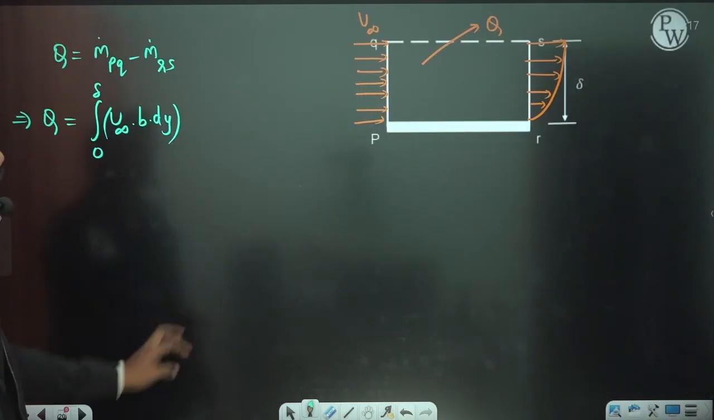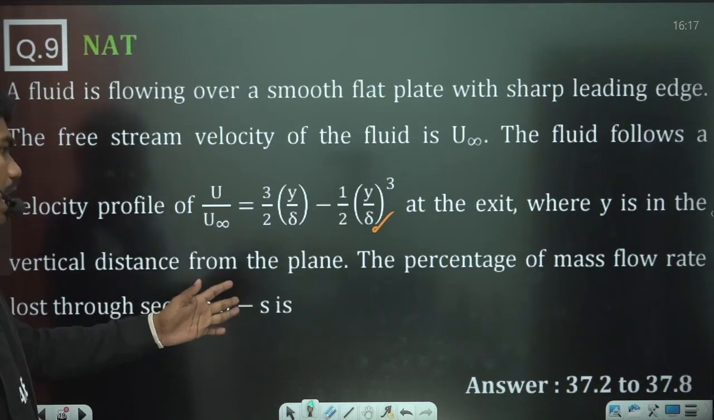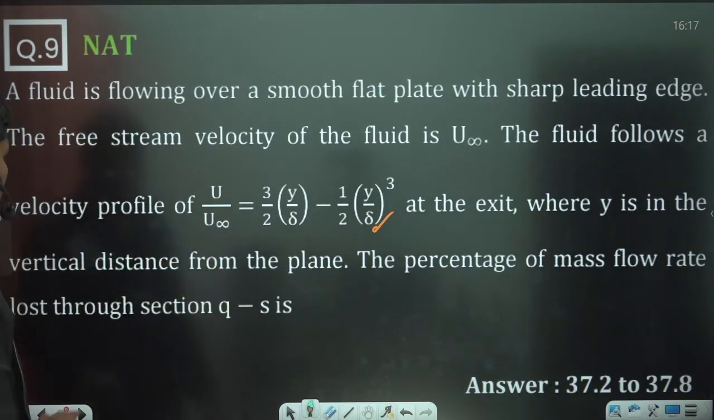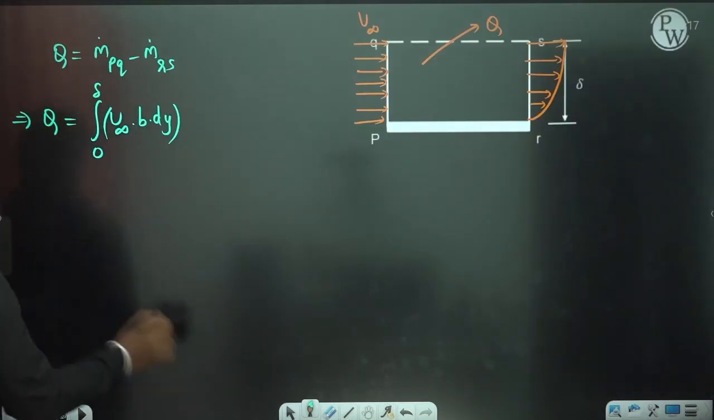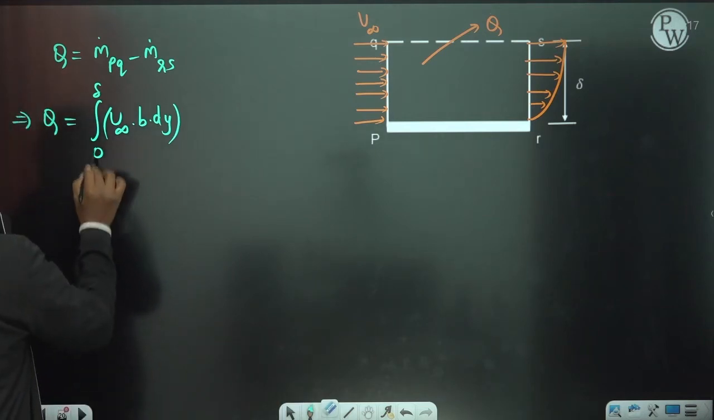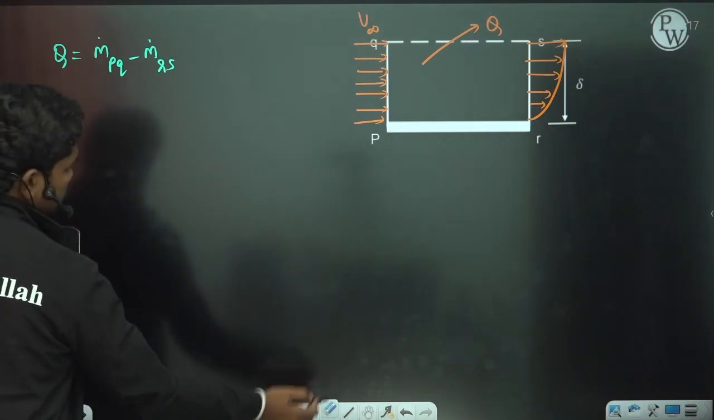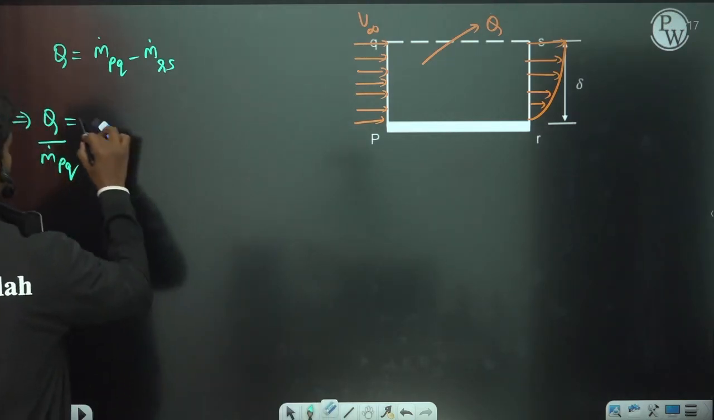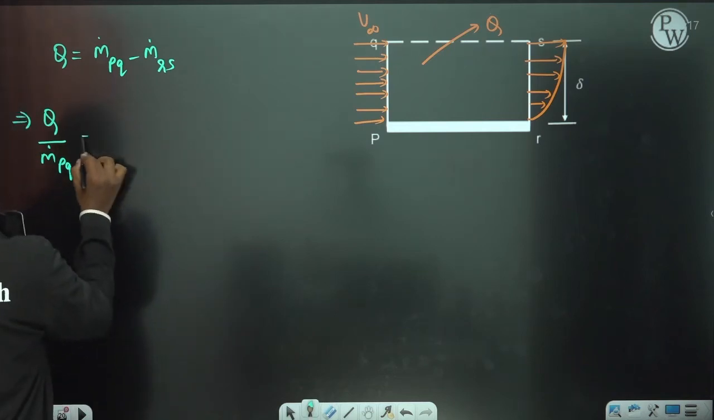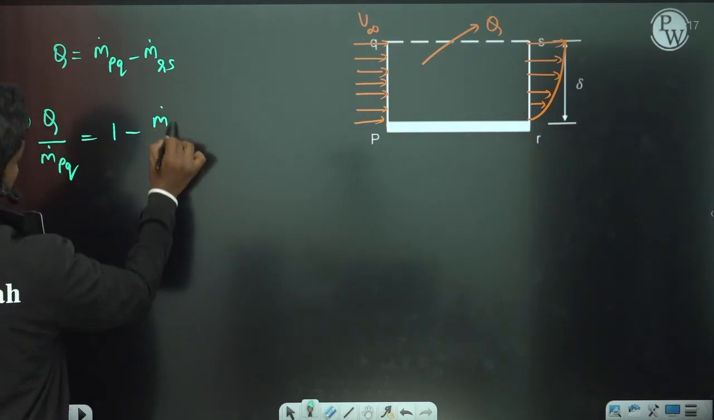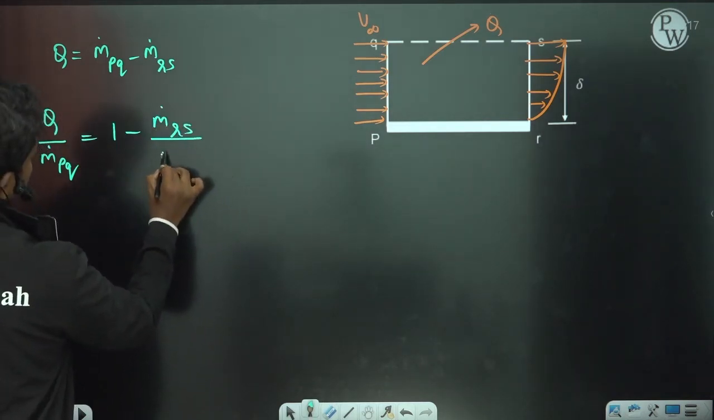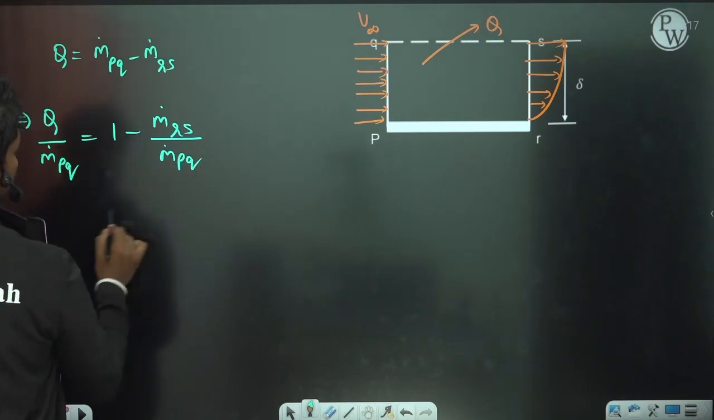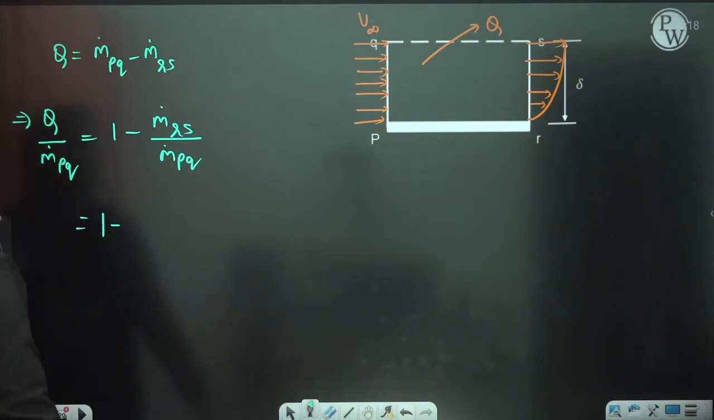Nothing is given about the width. They are just asking what percentage of mass actually flows. If they want percentage, then definitely you can divide this by the actual mass that is coming in, m dot PQ. So Q by m dot PQ into 100 is what you actually want. So this is equal to 1 minus mass flow rate of RS divided by mass flow rate of PQ.